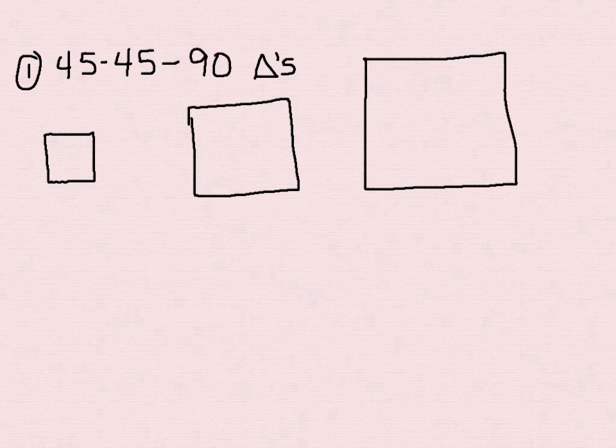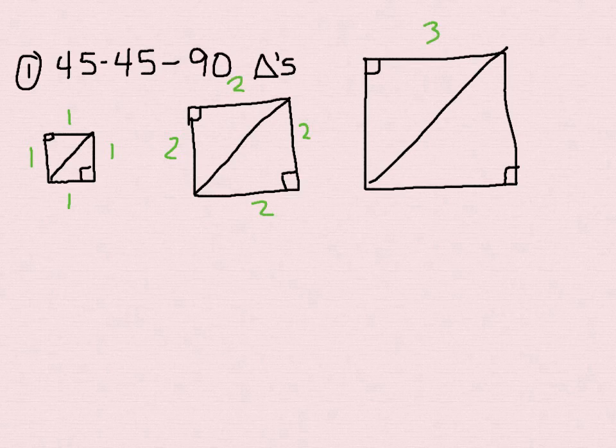What I want you to do on your notes is draw diagonals in all of these shapes. Hopefully you know that these are all squares, so all of the corners have right angles in them, so you can draw those in. And they're going to be equal all the way around. So this first square, let's put a 1 all the way around. All sides on a square are equal. We're going to put a 2 all the way around this square, and then a 3 all the way around this square.